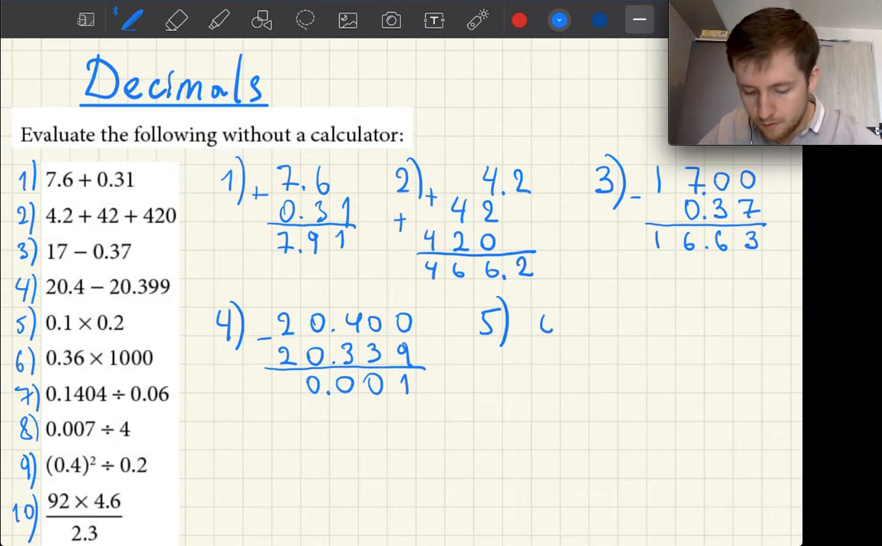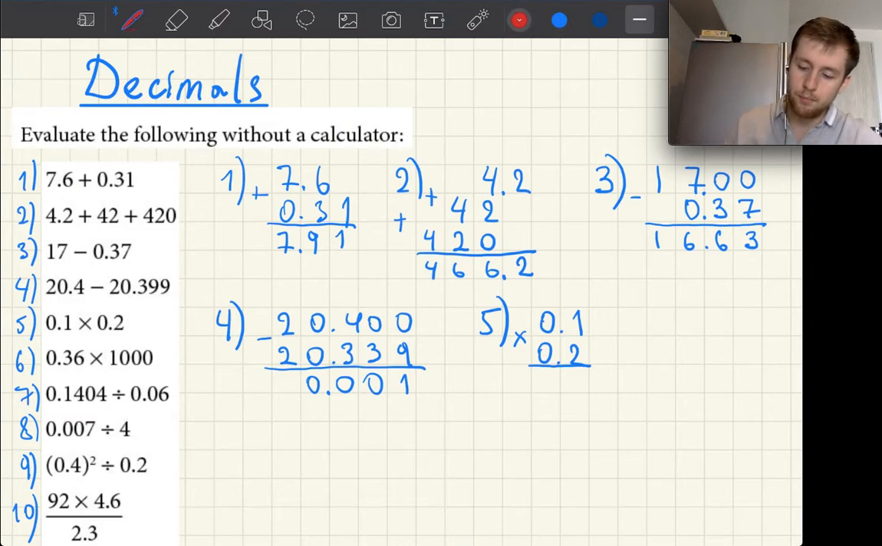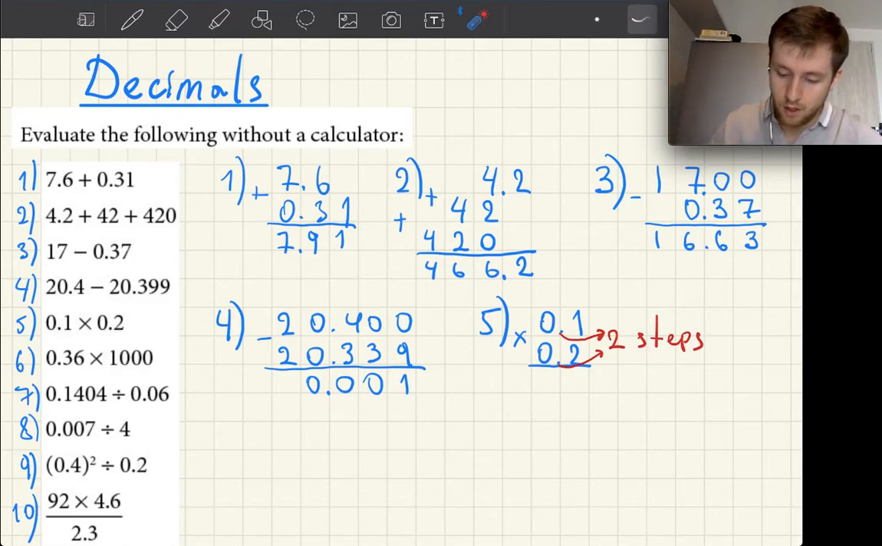Now is the turn of multiplication. So 0.1 times 0.2. There's a small trick you can use for multiplying numbers. What you can do is you can take the point out. So here we take it one step out, and also here we take it one step out. Together that makes it 2 steps. The point is taken 2 steps out altogether.